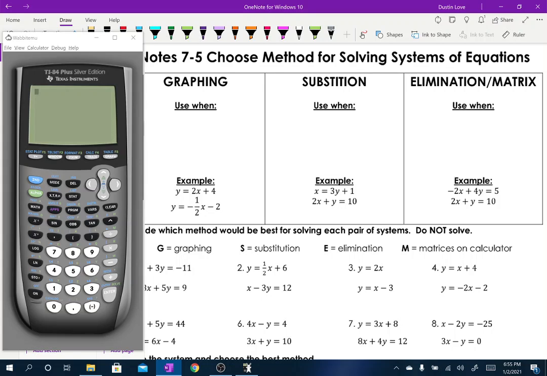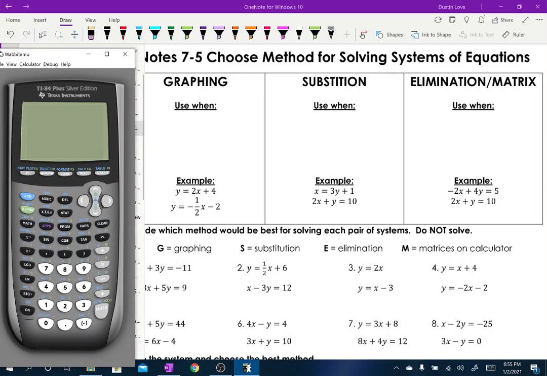Okay, so when would you use graphing? Well, graphing is going to happen when both equations are in slope-intercept form. They've both got y equals mx plus b. So right here, slope of 2, y-intercept of 4, slope of -1/2, y-intercept of -2. I would graph in that situation.